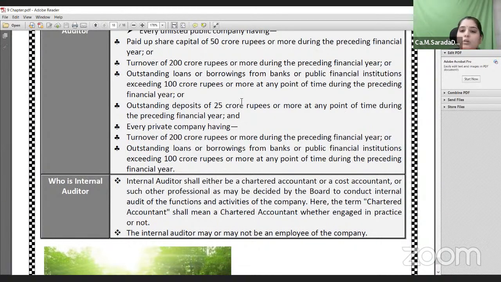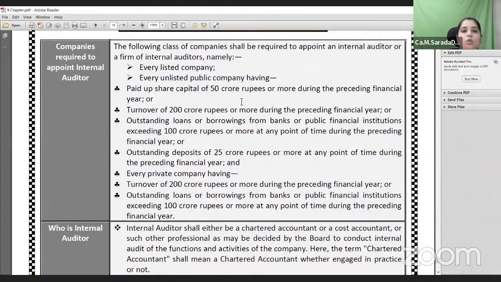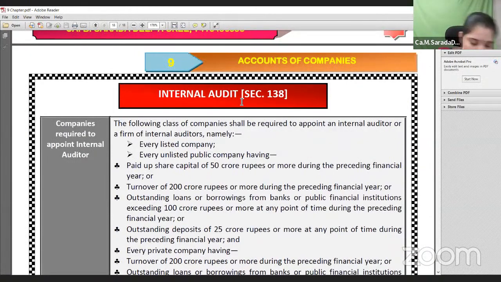Now, who is this internal auditor? Might be a chartered accountant or a cost accountant or any other professional person for conducting internal activities. And here the term chartered accountant means chartered accountants engaged in practice or not. Internal auditor may or may not be an employee of the company. So these are the very important aspects relating to the internal audit of the company under section 138.